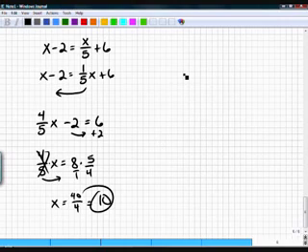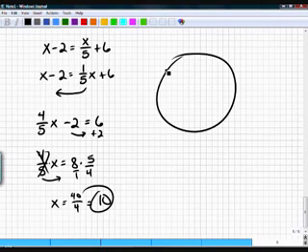Okay, Tommy, 4/5. You got one whole, right? How much did you take away? When you moved 1/5 x to the left side, what did it become? Negative 1/5.